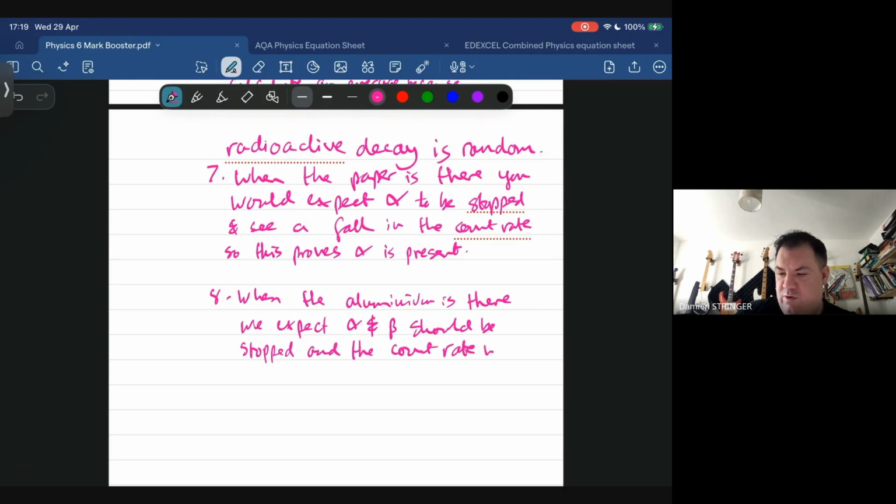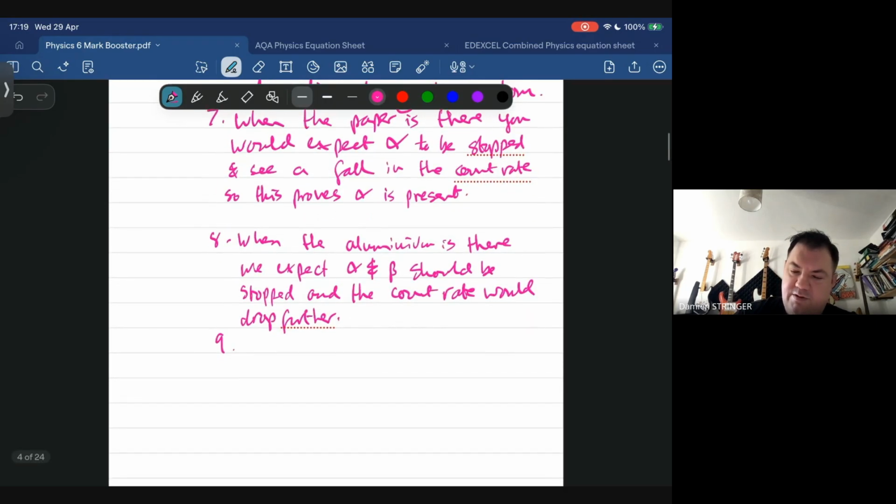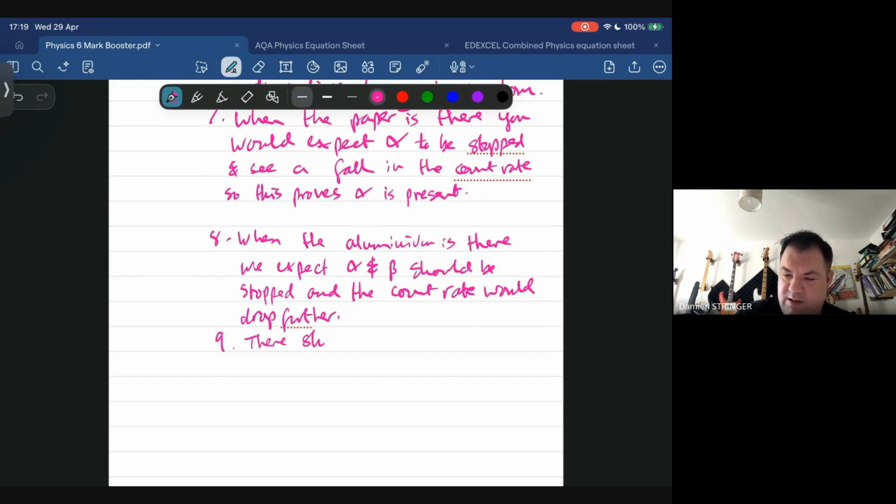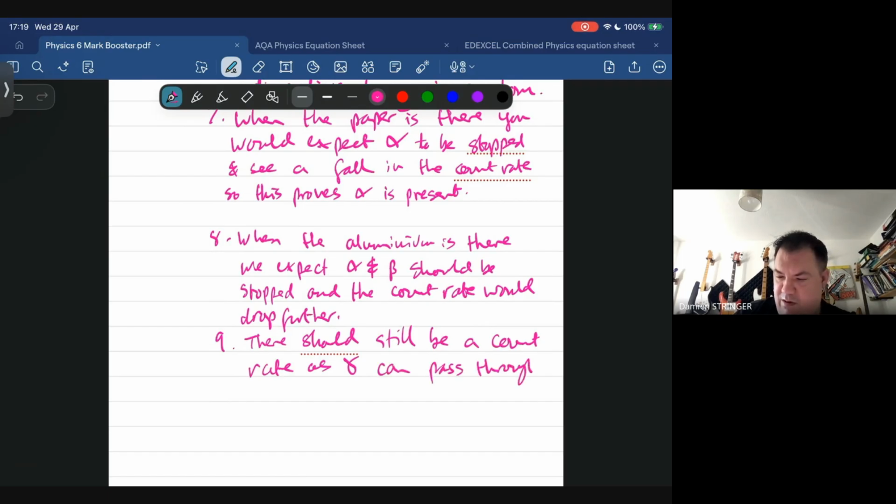And the count rate would drop further. And then the last thing, I suppose, we would still see a count rate because the gamma's still going through, right? So there should still be a count rate as gamma can pass through all of these materials. Have I missed anything that anybody thinks needs to be in there? Just unmute yourself if you think so. 3, 2, 1. Okay, I'll assume we've done all right then.